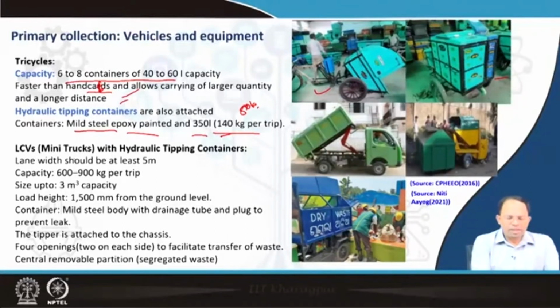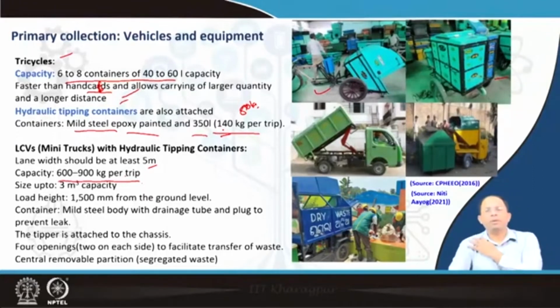Then come LCVs, mini trucks with hydraulic tipping containers, or they can be without tipping containers as well, but usually we design them so that they can be easily unloaded. Again, this kind of vehicle can only work if at least a 5-meter road width is there. If it is less than that, we will possibly go with tricycles. Capacity is much larger than tricycles, 600 to 900 kg per trip, unlike 140 kg per trip. So you can understand that you can cover many buildings or many collection points.